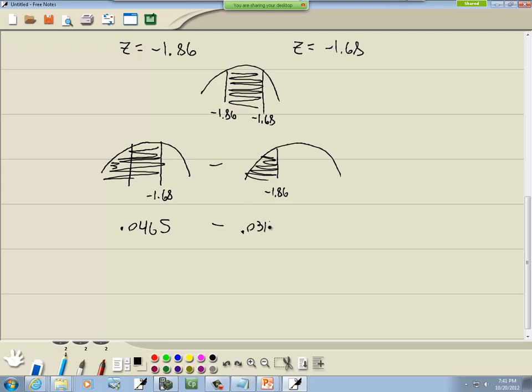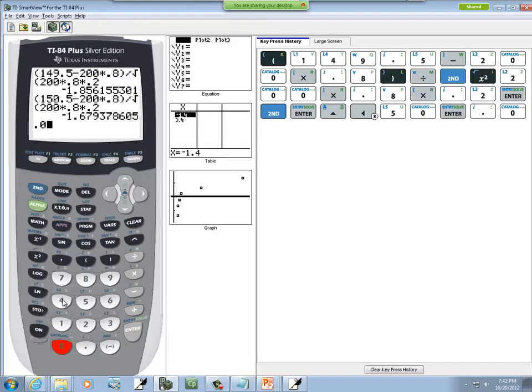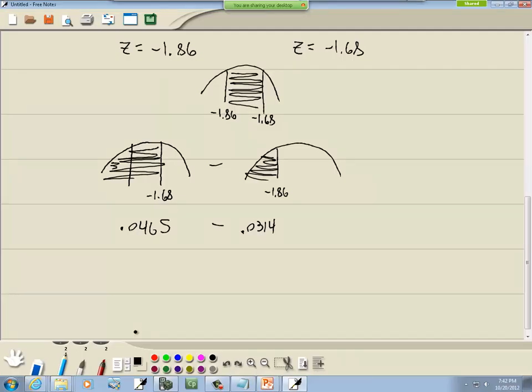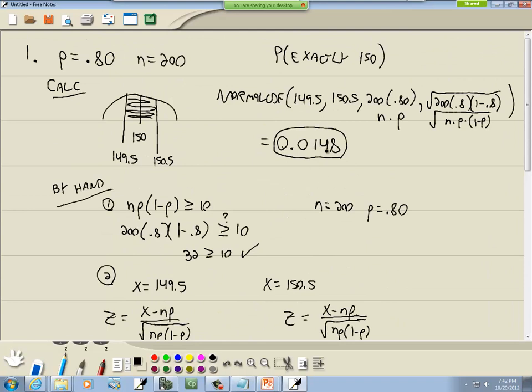So 0.0314. And if I subtract those, I'm not very good at decimals, so let me go to my calculator. 0.0465 minus 0.0314. And we get 0.0151, yeah. And that's our answer, by hand. Let's compare that against what we came up with up here. 0.0148. Notice it isn't exact. They won't be. So don't get real upset about that.